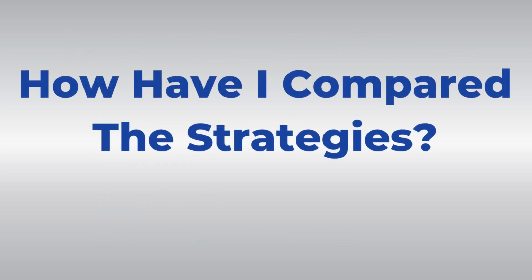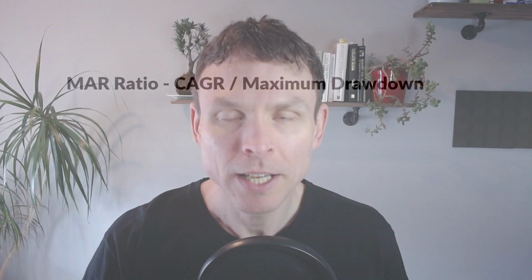So how have I compared these strategies and why have I chosen these 3? Well, there's loads of great metrics out there, but I have chosen 3 for this analysis. Number 1, the MAR ratio. The MAR ratio is compound annual growth rate divided by maximum drawdown. So as a single metric to compare strategies, it is very powerful. Compound annual growth rate includes our overall net profit as a function of time, and maximum drawdown shows how much pain we have felt in following this trading strategy.